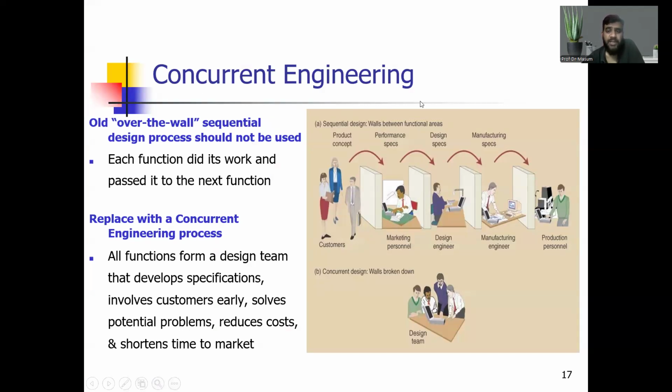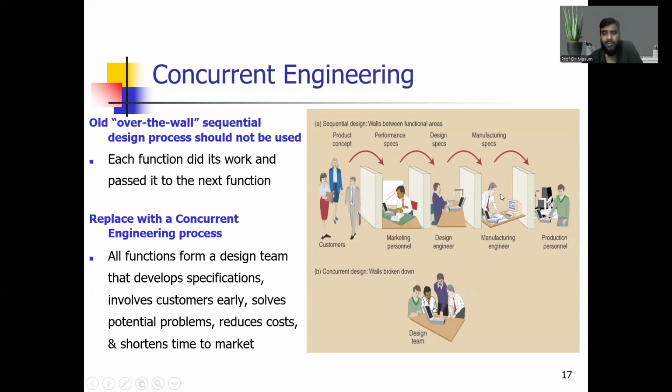And concurrent engineering. What is concurrent engineering? In old times, there was sequential design. The product concept comes from the customers. It goes to the marketing department. After the marketing department, it goes to the design department, the design engineer. From the design engineer, it goes to the manufacturer. The manufacturer produces the product.